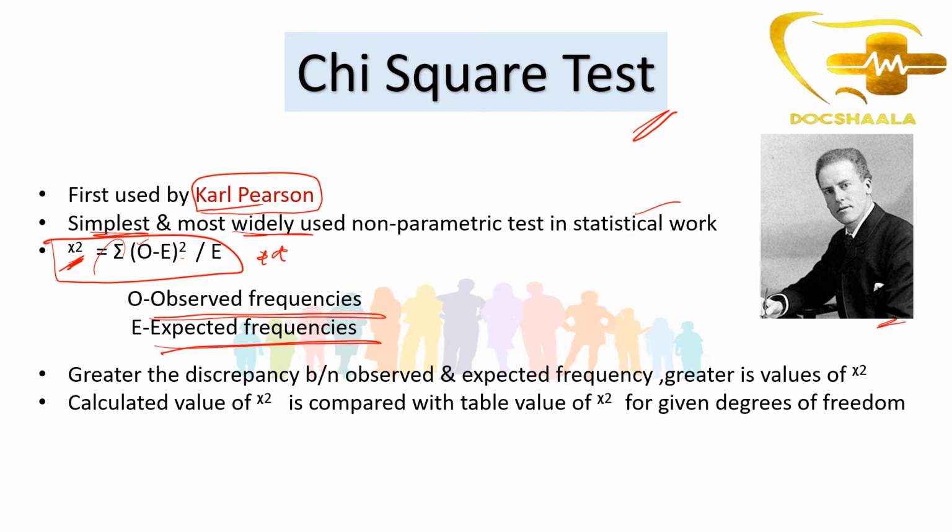Observed frequencies are calculated based on the information that we have. Expected frequency is some random expectation. The greater the discrepancy between observed and expected frequency, the greater is the value of chi-square. The calculated value of chi-square is compared with the table value of chi-square for given degrees of freedom. That will help us know whether what we have expected is true or false.